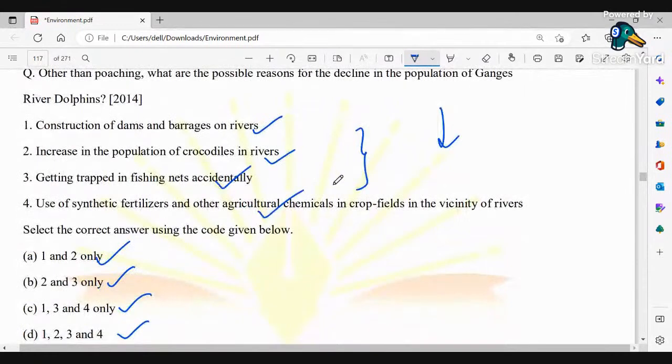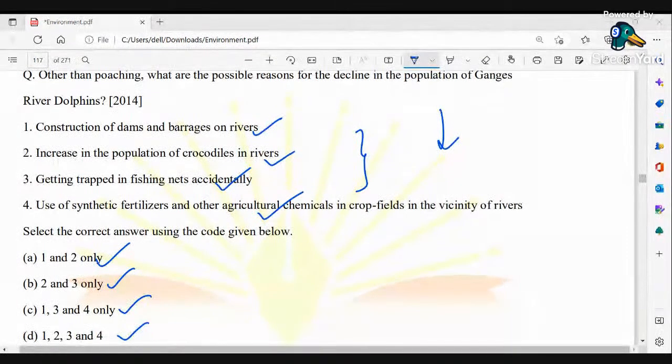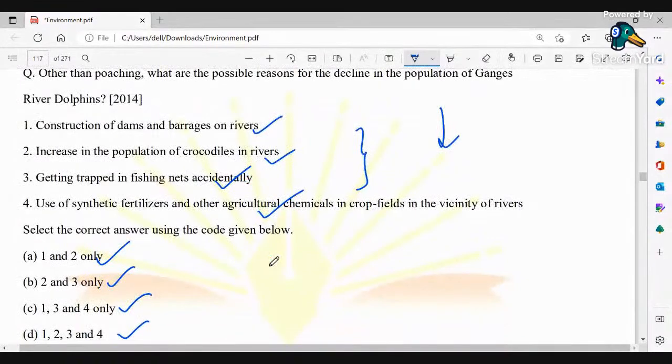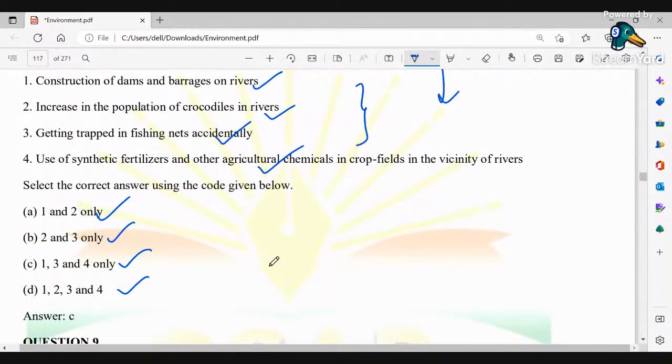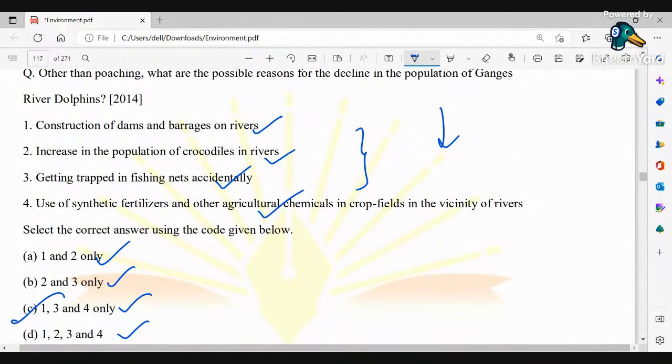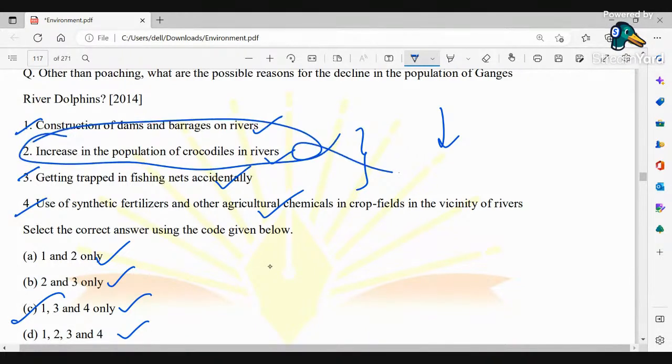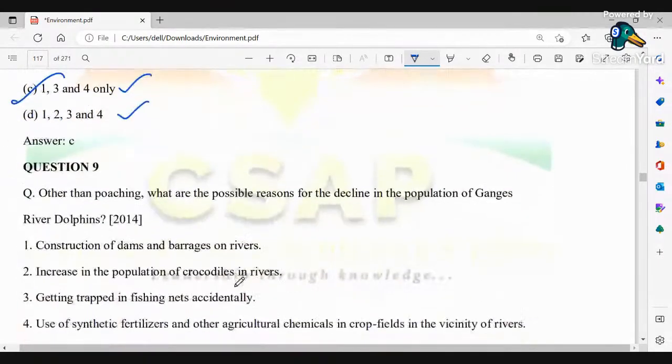Question number 8. Other than poaching, what are the possible reasons for the decline of the population of Gangetic River dolphins? Okay, C, C, okay, D, okay, fine. So the correct option is C, that is 1, 3, and 4. Obviously the increase in crocodiles cannot be a cause. Next.